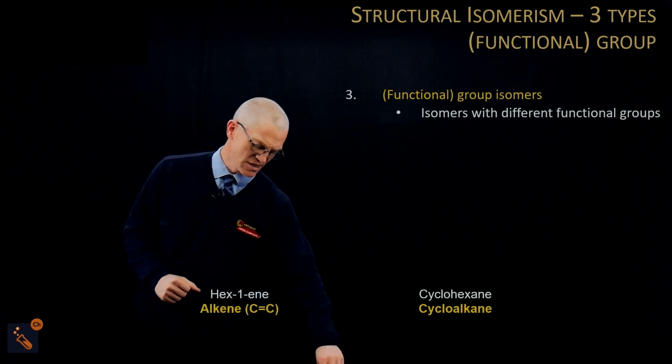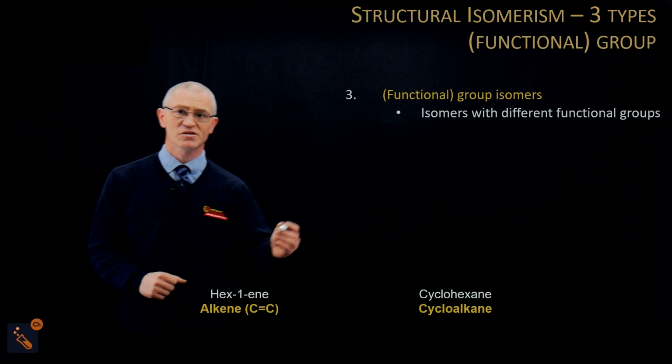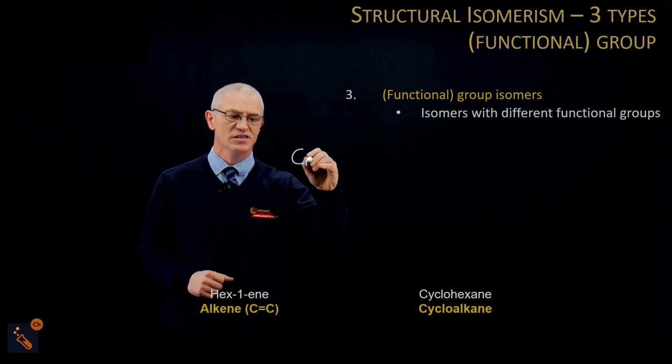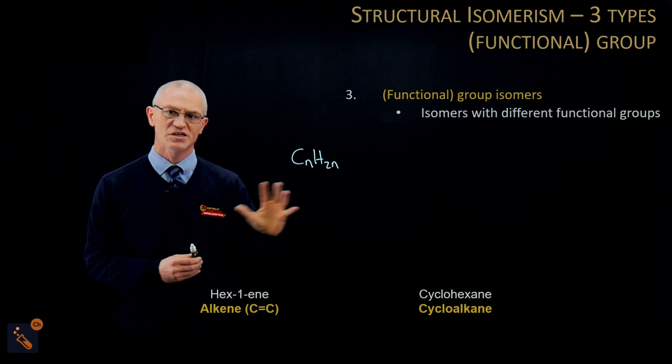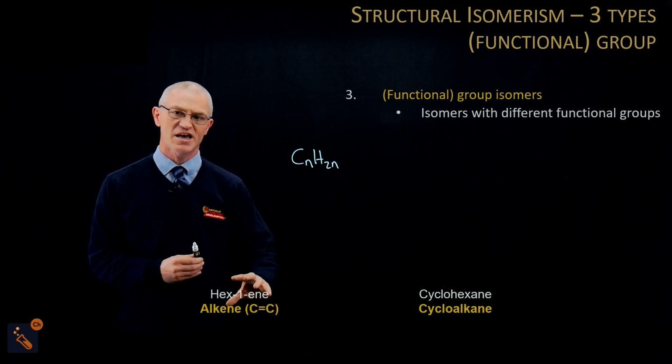So alkenes and cycloalkanes both have the general formula of CnH2n. So if we look at this, we can draw one. We've got hex-1-ene.